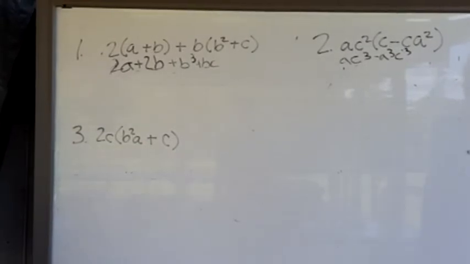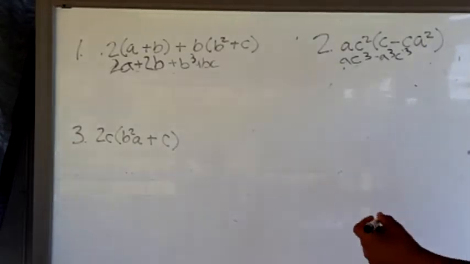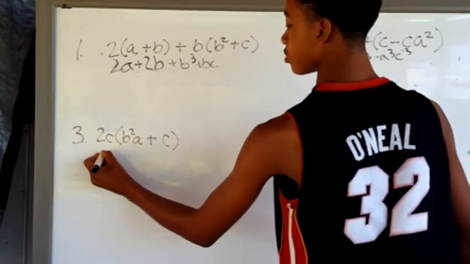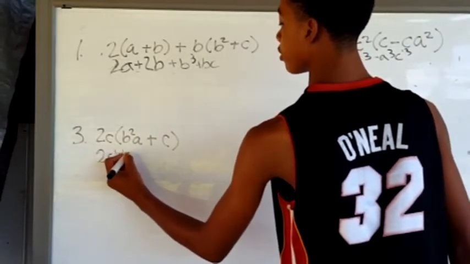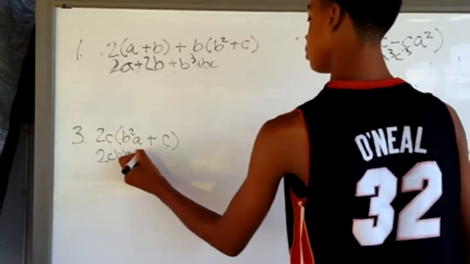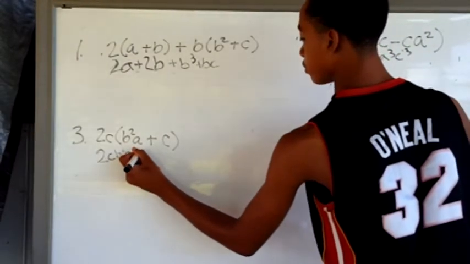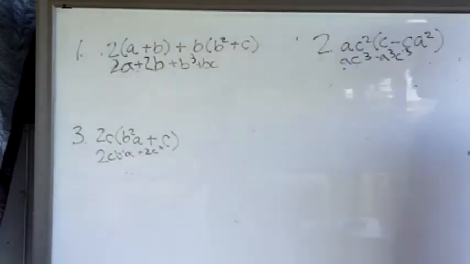So, alright. Question 3. 2C times B squared A plus C. So first, you multiply 2C times B squared A, which is going to equal 2C B squared A, and then you do 2C times C, which will equal positive 2C squared.